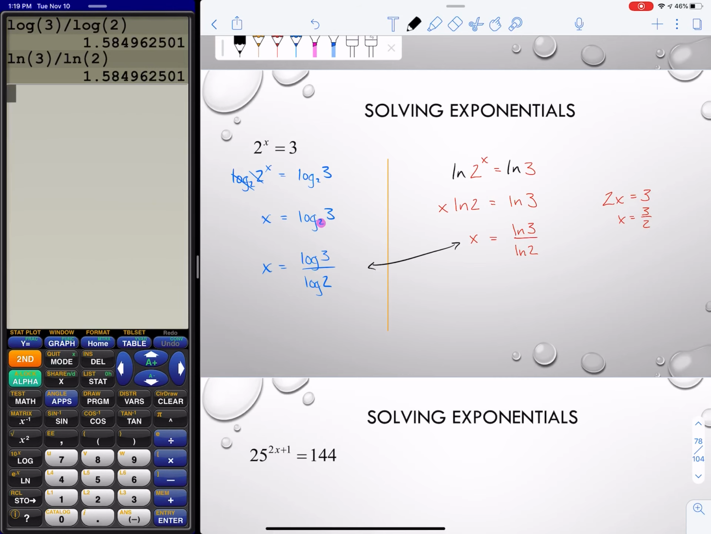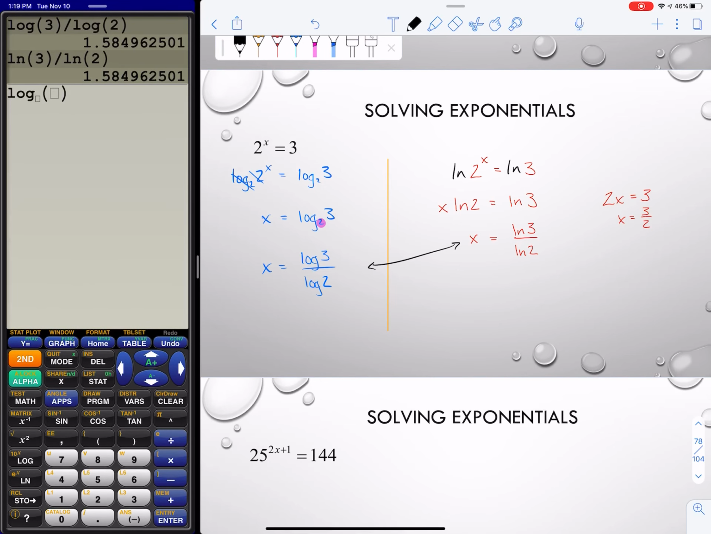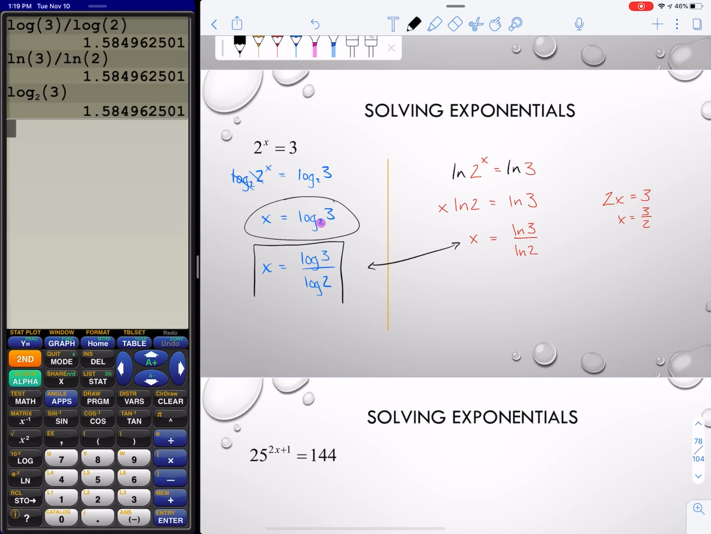And just for grins, let's use log base. If I go into my math menu, option A is log base. So if I evaluate the log base 2 of 3, I should and better get that exact same answer, and in fact I do. So really what I wanted to do here is show you that there are multiple different equivalent answers that we could possibly come up with that have the same decimal approximation. There are going to be a lot of times in this unit where we ask that you leave something in exact form.